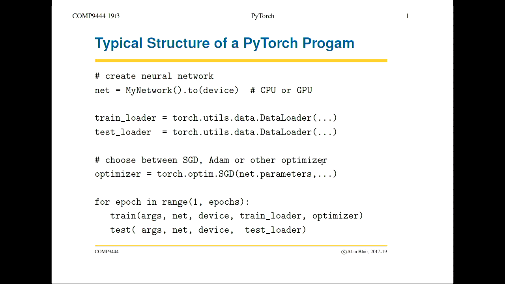Yeah, so the data loader will handle stuff like automatically putting the data into mini batches, for example. You don't have to worry about that. You just tell it what you want it to do.